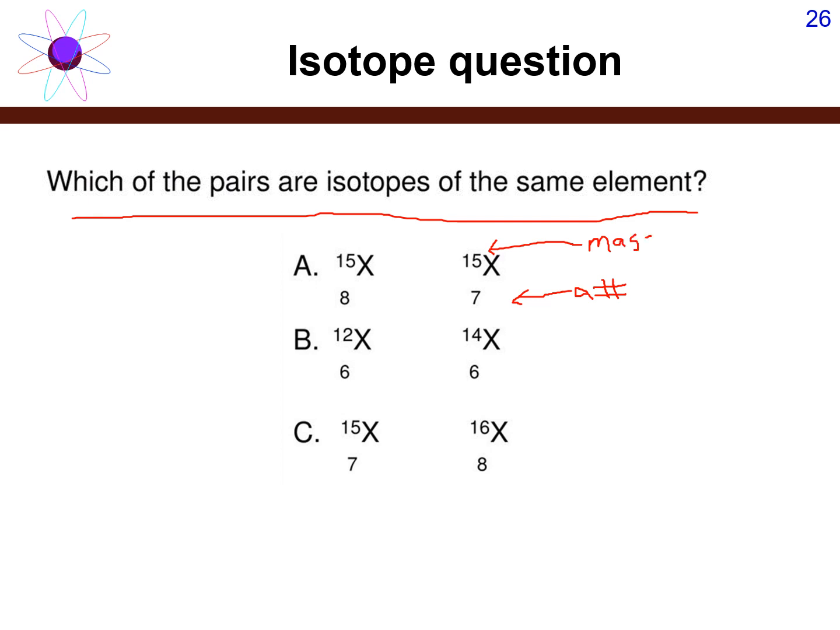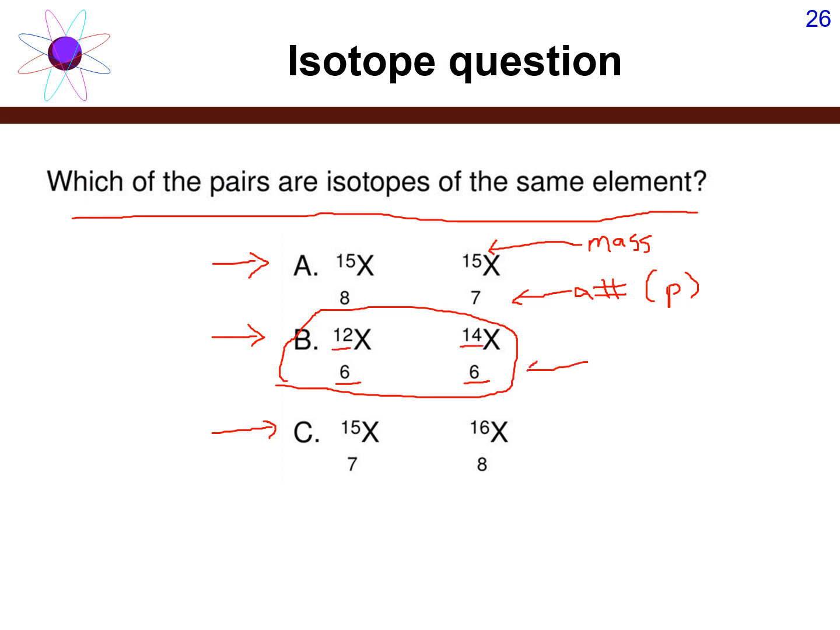Now remember, isotopes are the same element, they just vary in their mass. And so what we're looking for is 2 elements that have the same number of protons, because protons tell you who you are. Well, how do you know how many protons there are? That's the same number as the atomic number. So if we look at these 3 examples, A, B, and C, only B has the same number of protons for both of these versions of whatever element X is. And they vary in the mass. And so that means these are the same element.